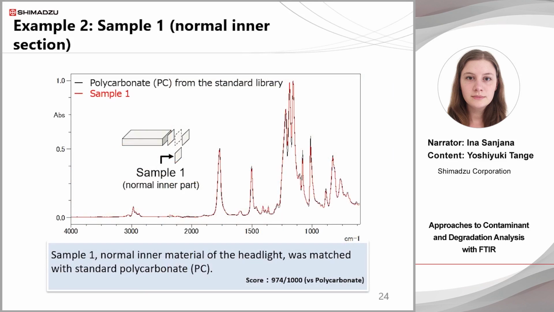First, let's look at the analysis results for the normal inner material. Since this part is not from the surface, we can find out the base material of the headlight. Standard polycarbonate was a very close match. The spectra overlap on this graph, so they are difficult to distinguish by eye.